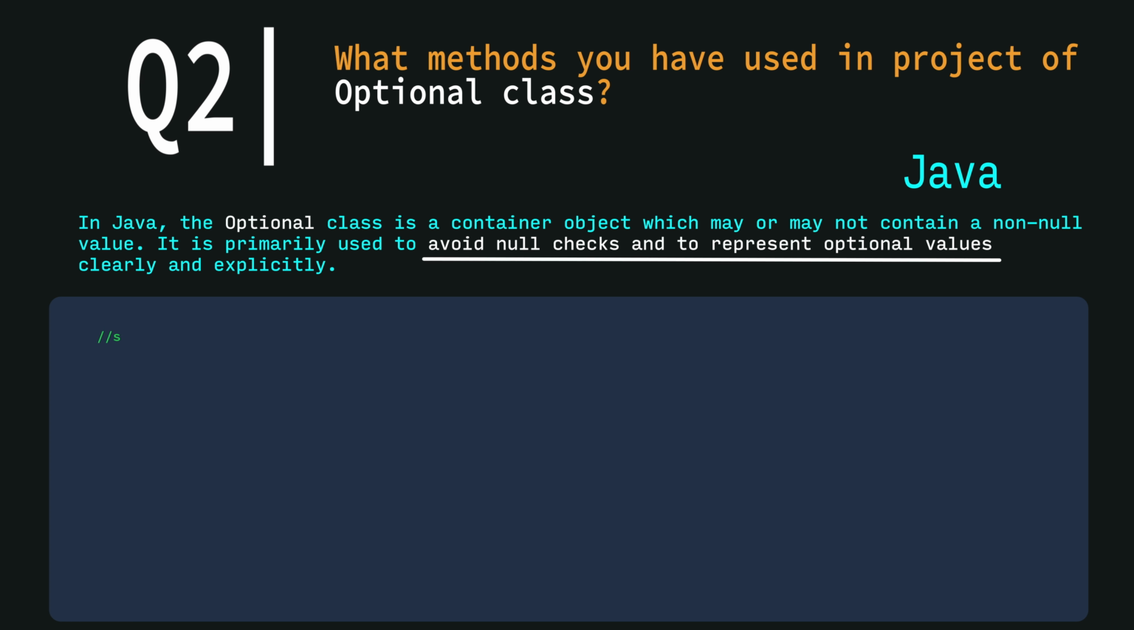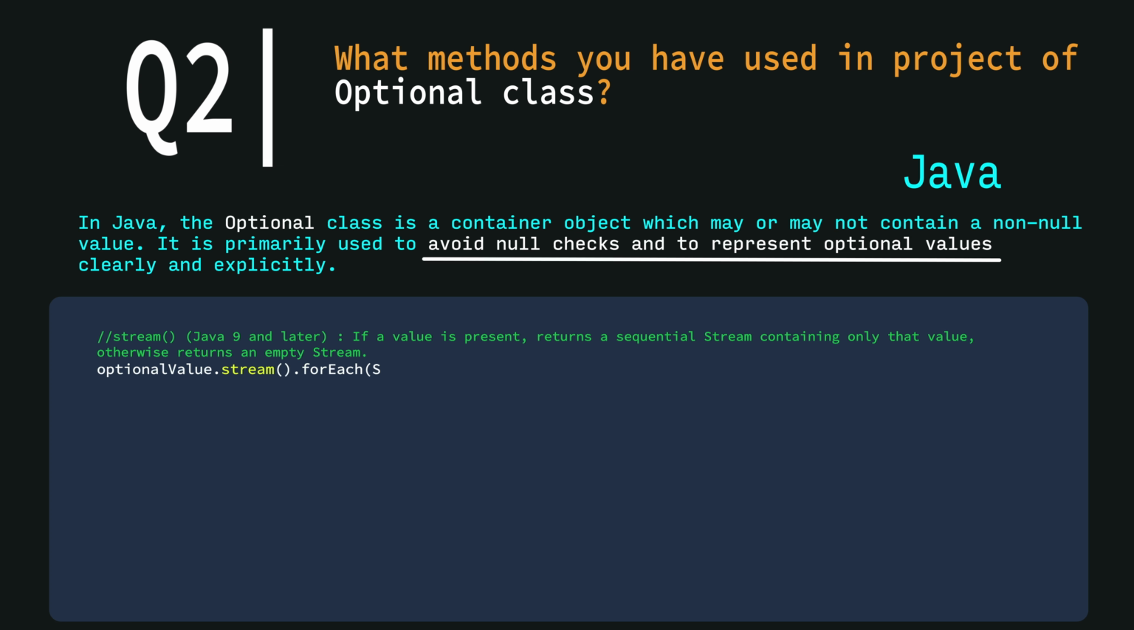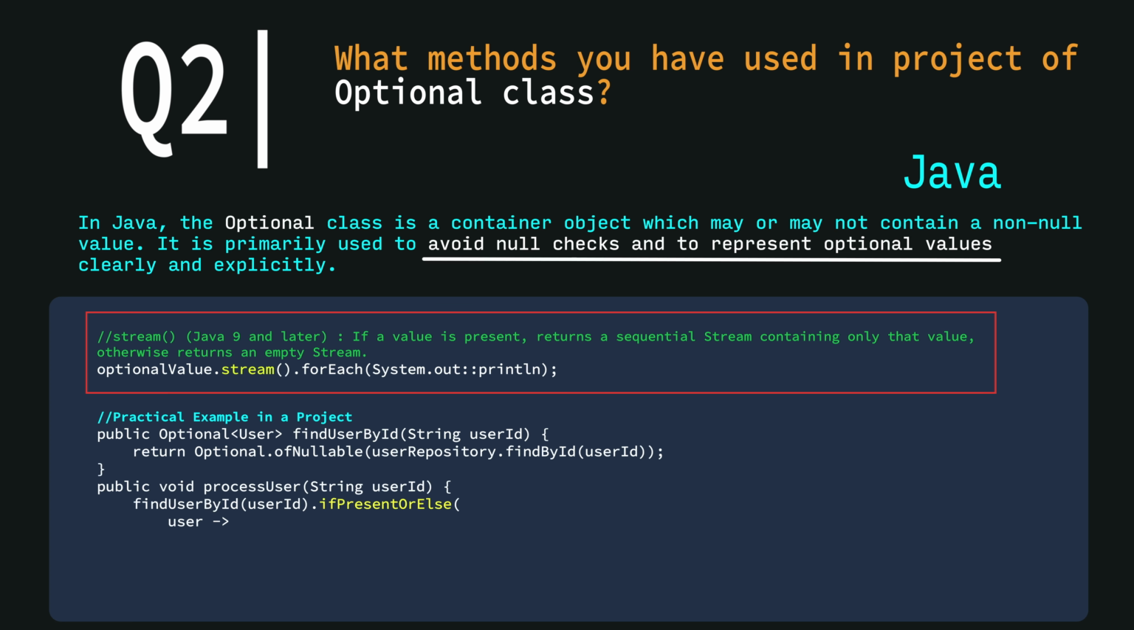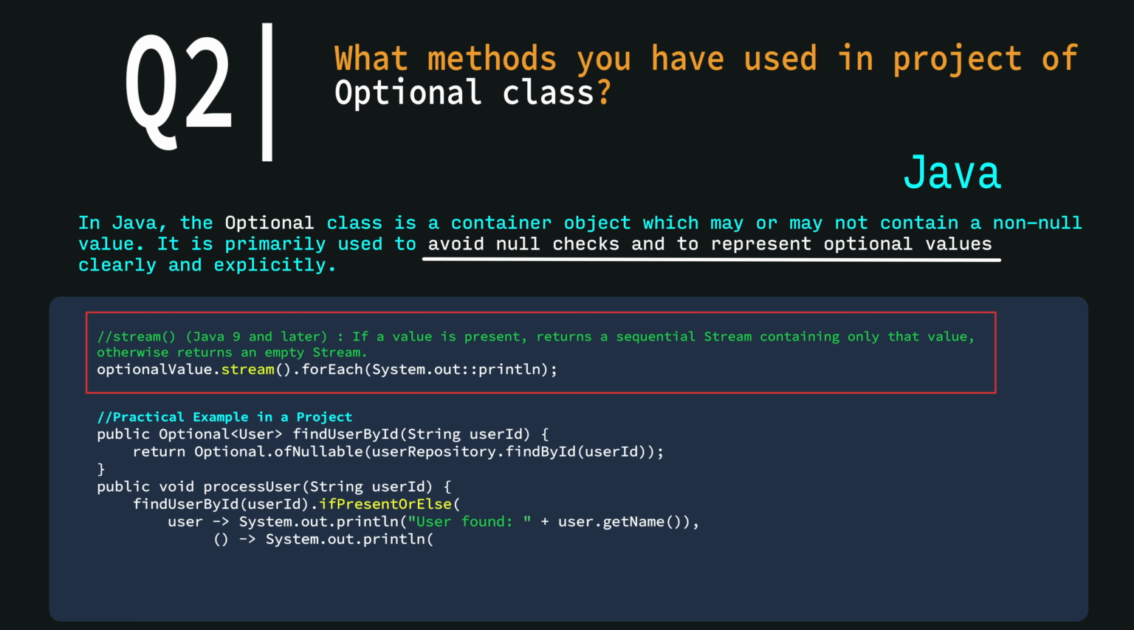And the last notable point using Optional is, for streams, Java 9 and later, if a value is present in the Optional object, it returns a sequential stream containing only that value, otherwise it returns an empty stream.